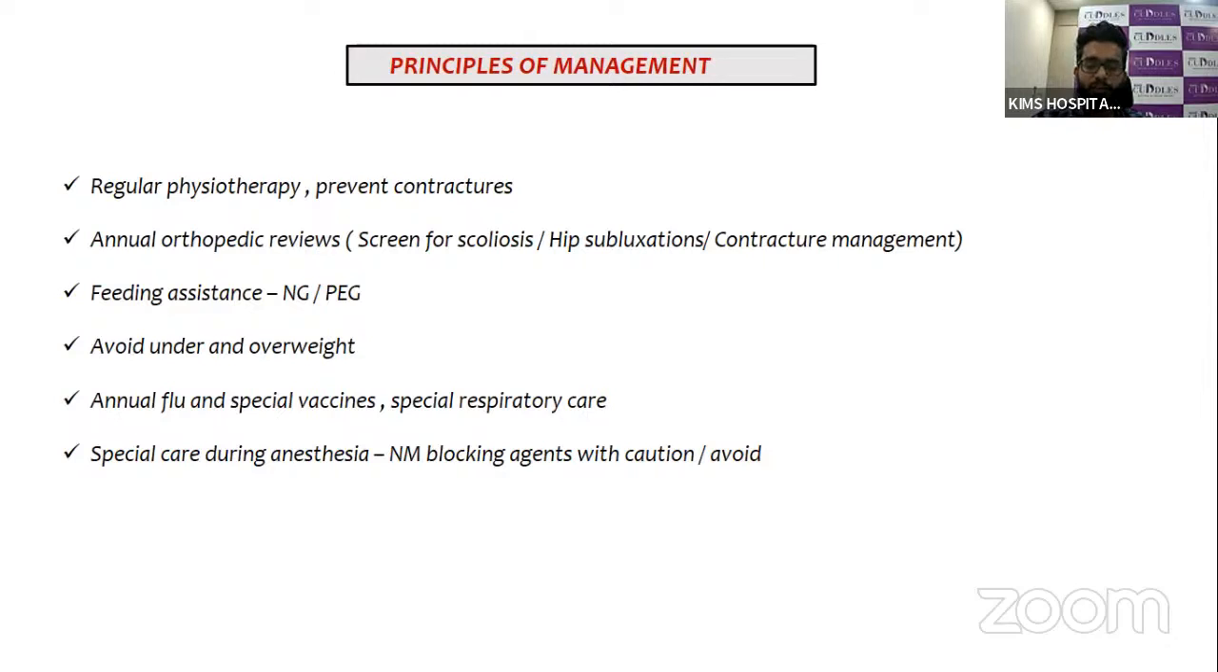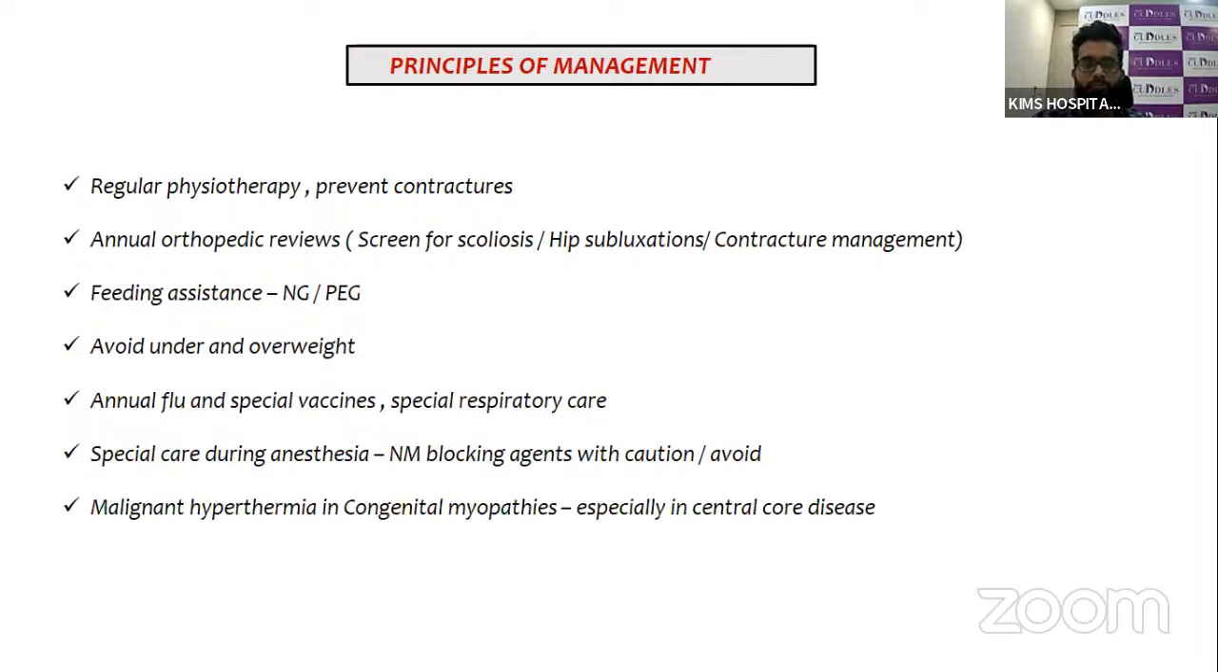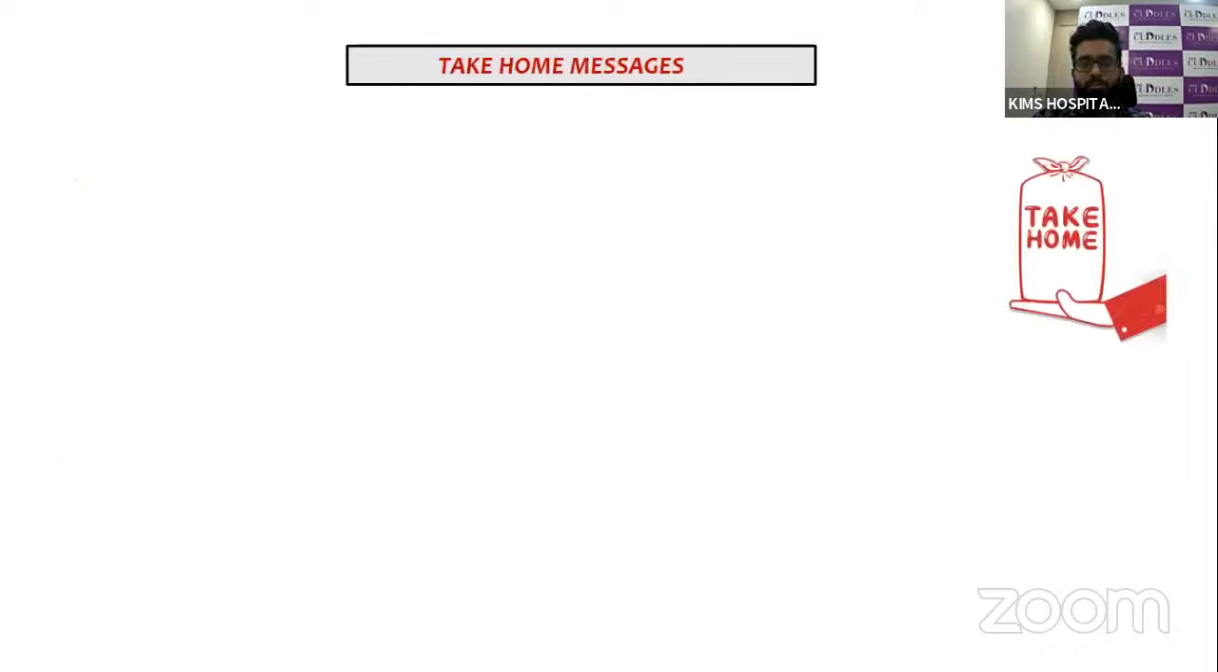For example, these myopathies and neuromuscular junction disorders get exaggerated on neuromuscular blocking agents. So anesthesia must be very careful and used with caution. And sometimes you have to use inhalation anesthesia, avoiding neuromuscular blocking agents. And another condition, though rare, malignant hyperthermia, is described in congenital myopathies, typically central core disease. So you have to avoid neuromuscular blocking anesthetics. It's a very difficult situation to handle. So that is about the management principles.